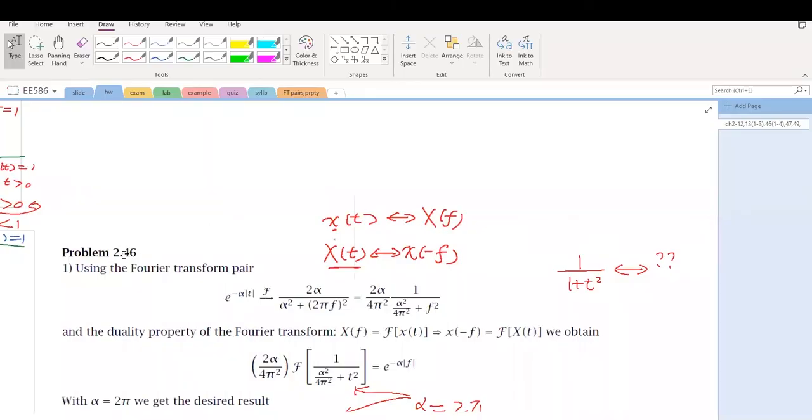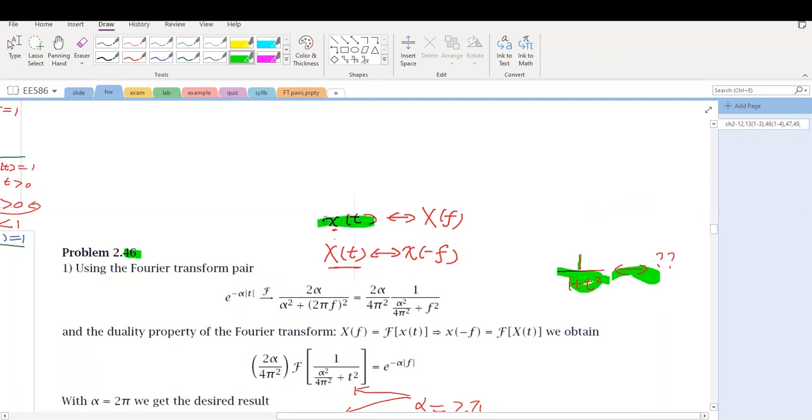Next, let's look at problem 46. Problem 46 asks us to find the Fourier transform of 1 over 1 plus t squared. What's the Fourier transform of that? This problem is to reveal the duality property of the Fourier transform. So all these homework questions are review of Fourier transform typical pairs and Fourier transform properties.